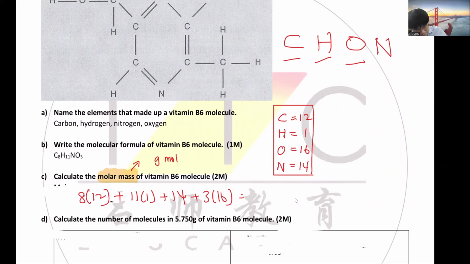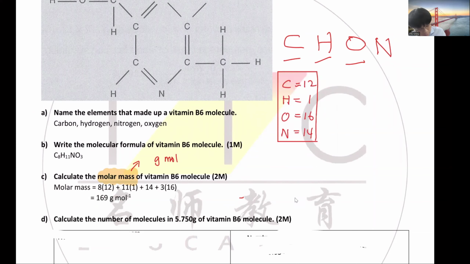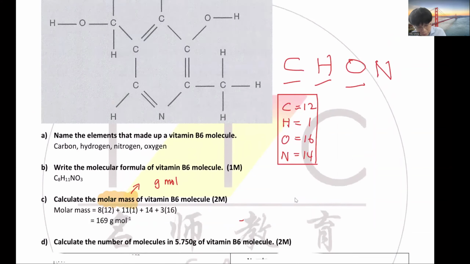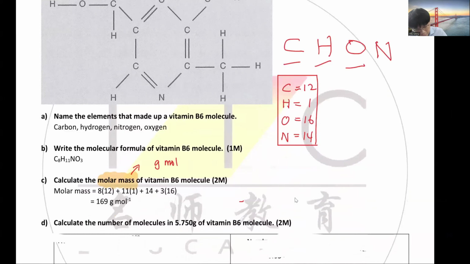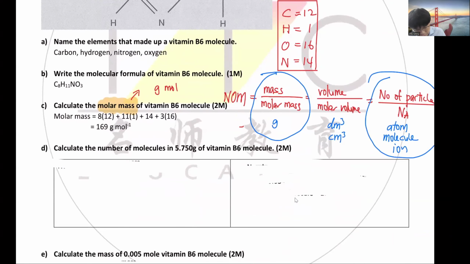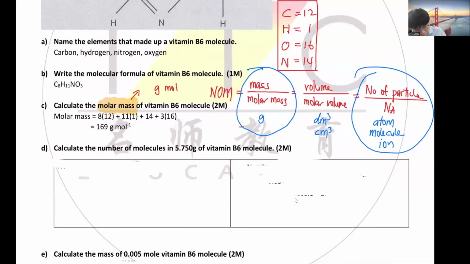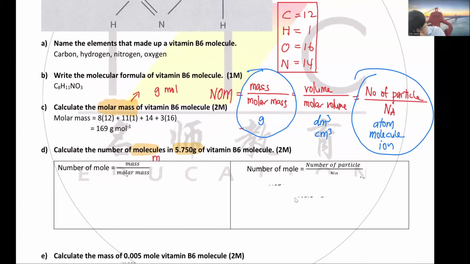Yeah, you get this, 169. Okay, now same with the first question again. Just now we did this one. They want to convert mass to molecule again. They want to change mass to molecule again. They got this gram, one converted molecule. So changing mass to molecule.